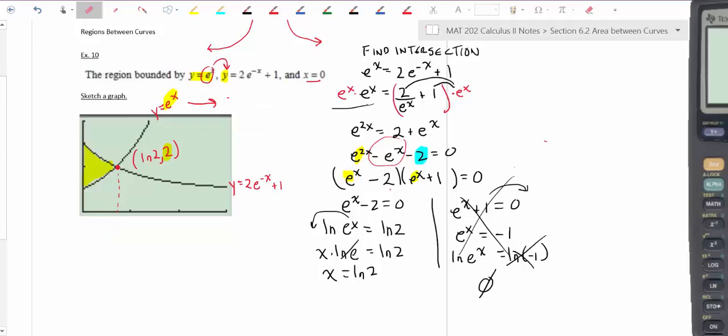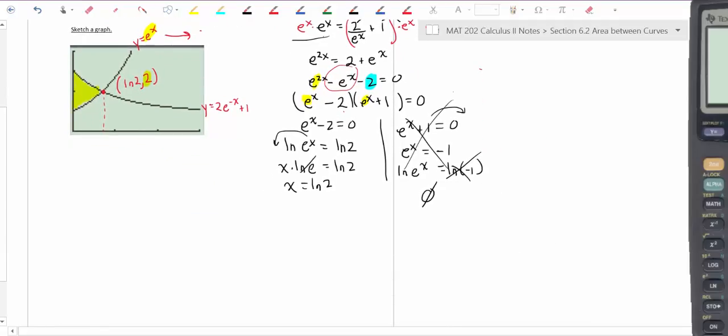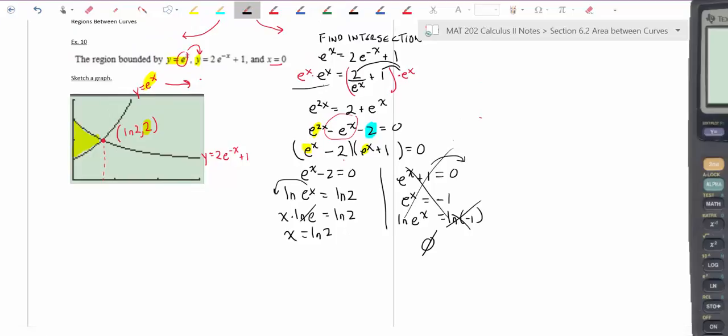Okay, now what we're going to do is we're going to build our integral and we're going to integrate and see if we can get an answer to the problem. Okay, so the integral is going to be from 0 to ln of 2.